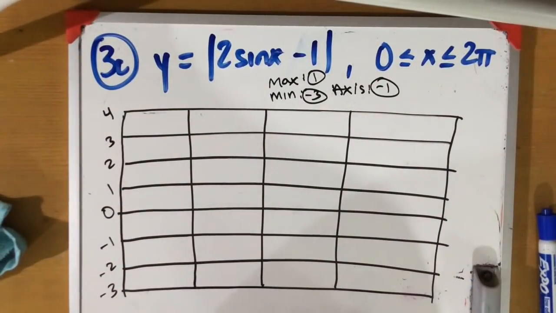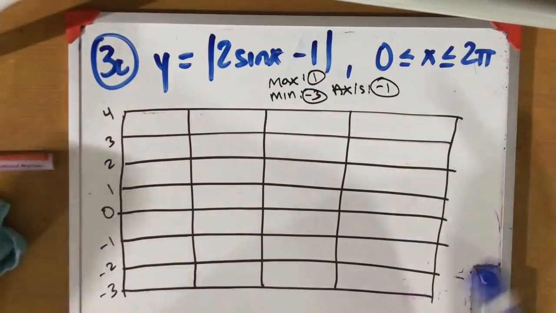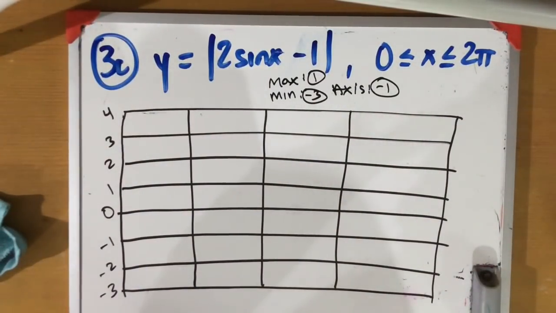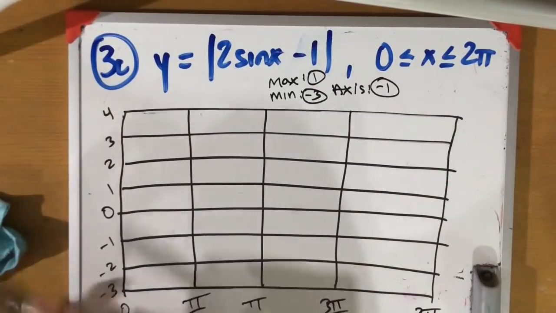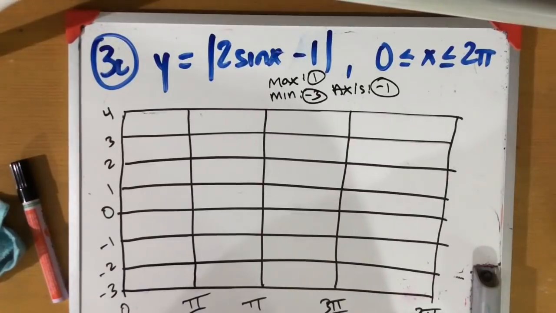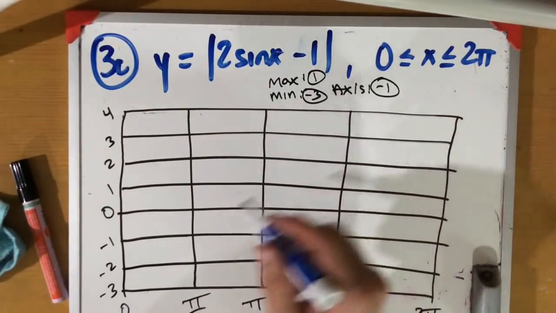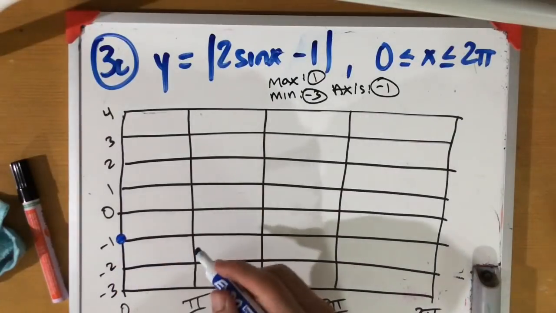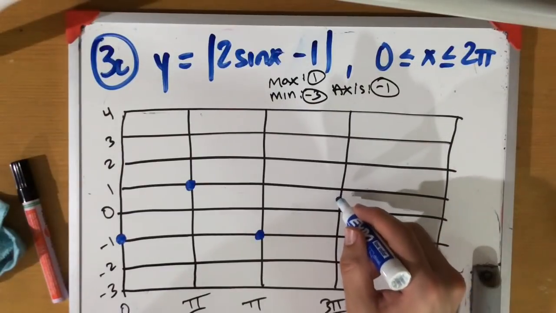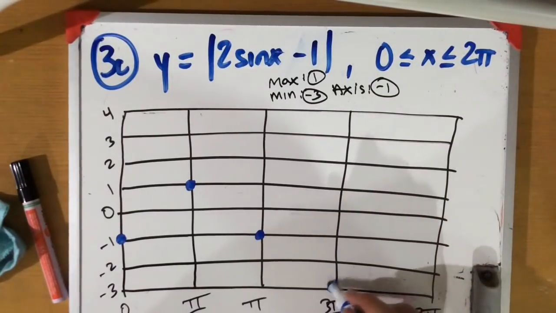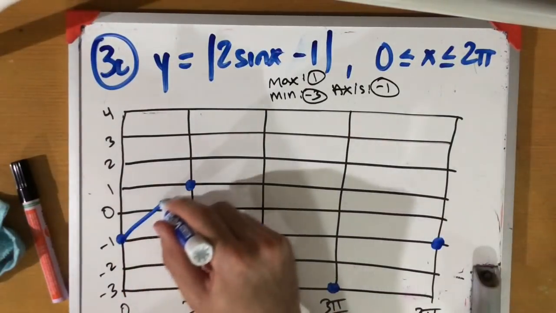Okay, now let's go ahead and practice. Again, sine is going to start off at max. Okay. 0, pi over 2, pi, 3 pi over 2, 2 pi. So we are going to start at our axis, which is -1, then to max, then back to our axis, back to our minimum, which is -3, and then back to axis.